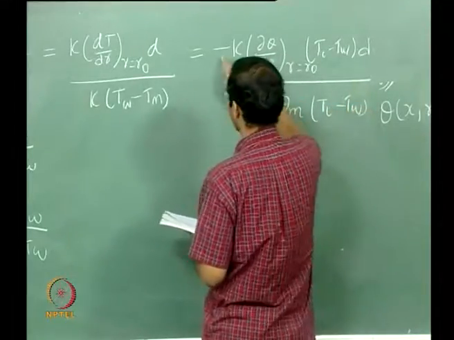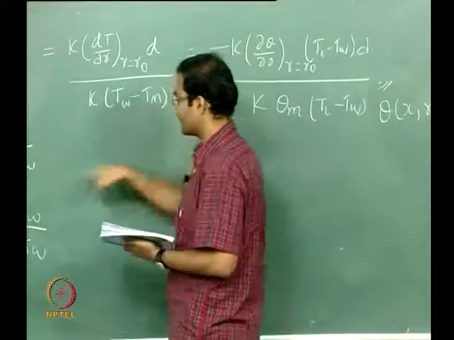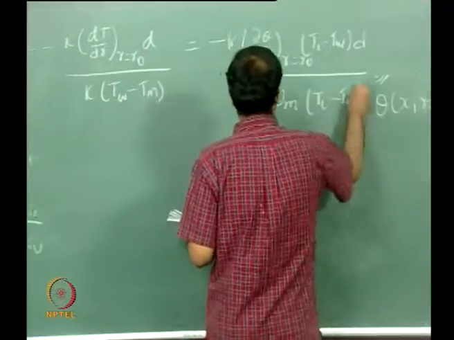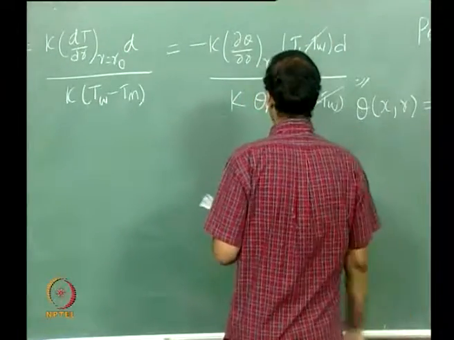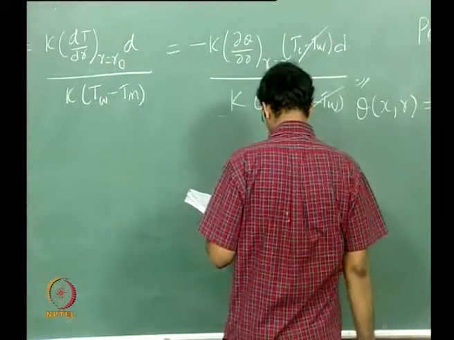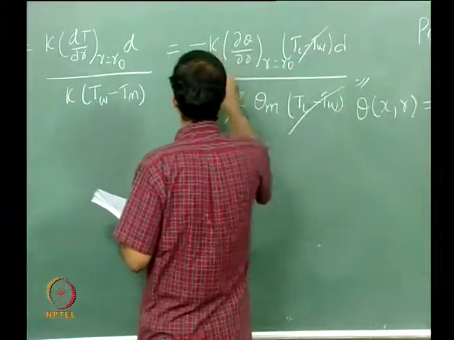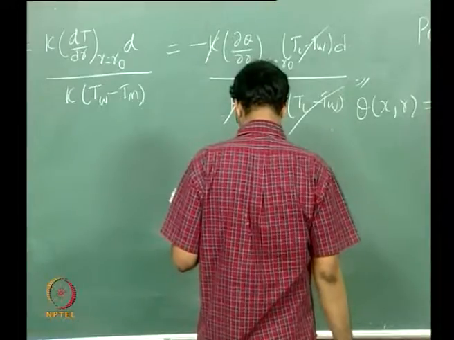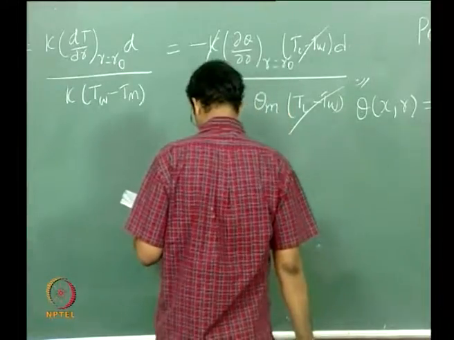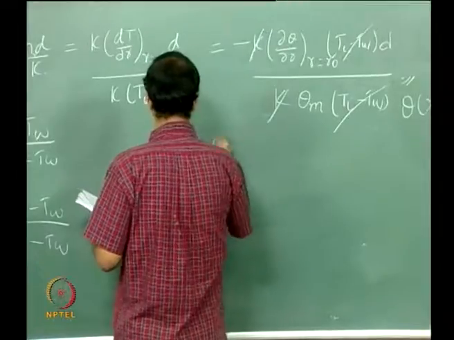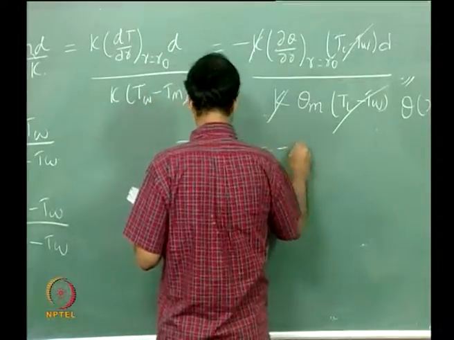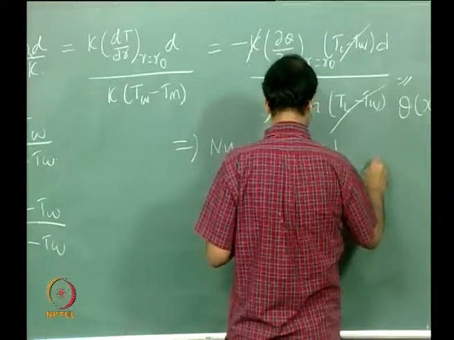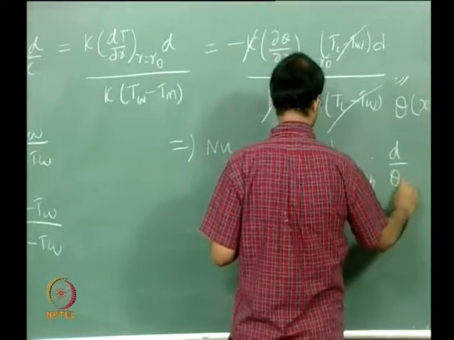So already I put a minus sign because this is T wall minus Tm, I am putting minus of Tm minus T wall. Okay, so this cancels right here, and of course your K cancels. So we are left with Nux equal to minus d theta by dr at r equal to r naught into d by theta m.